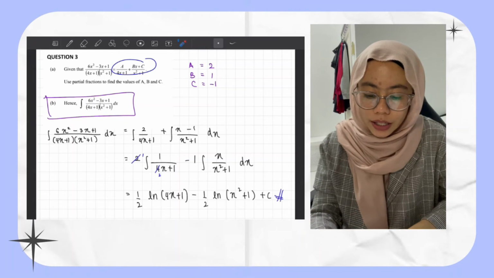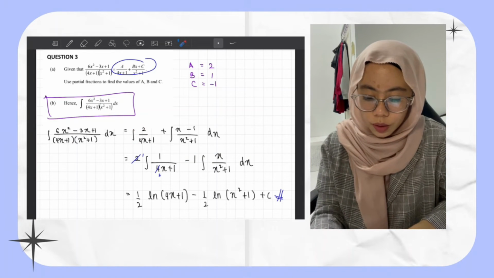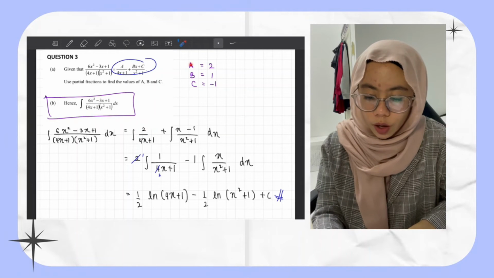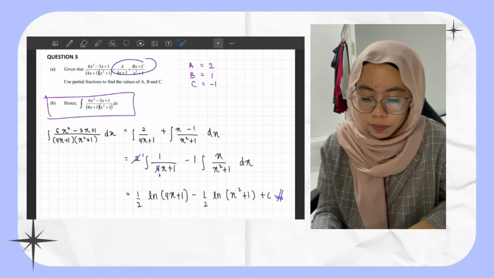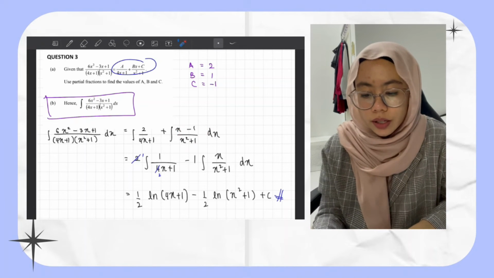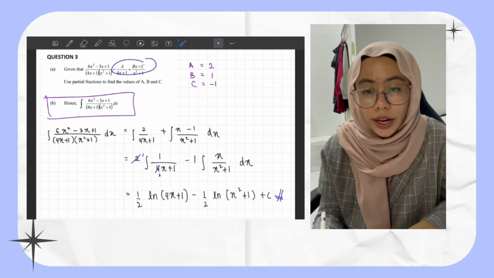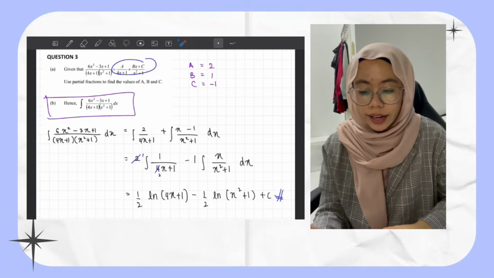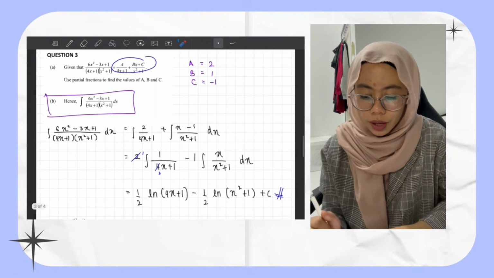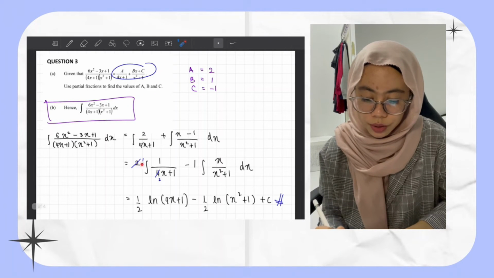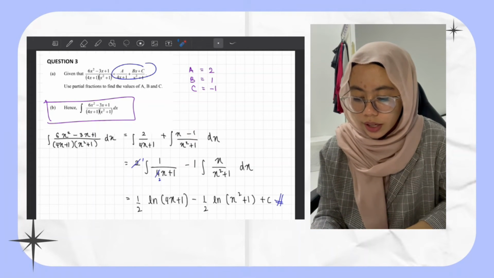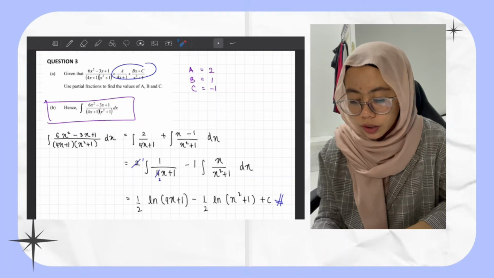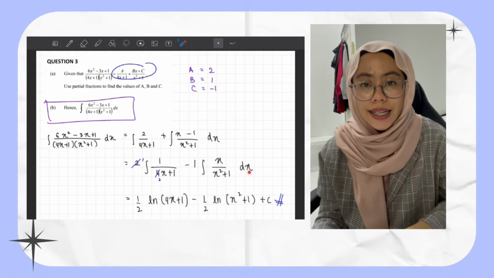So let's integrate it. Integration 2 over 4x plus 1, 2 is from the value of this a, and plus integration x minus 1 over x to the power of 2 plus 1 dx. Why just x? Because the value of b is 1 here multiplied by x, so it's just the x. So we took out the number 2, and integration 1 over 4x plus 1, and we took out negative 1, integration x over x to the power of 2 plus 1 dx.